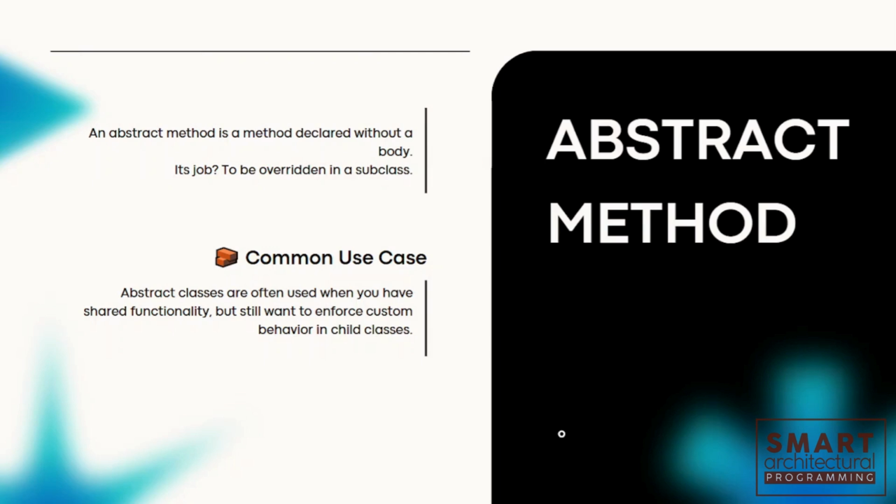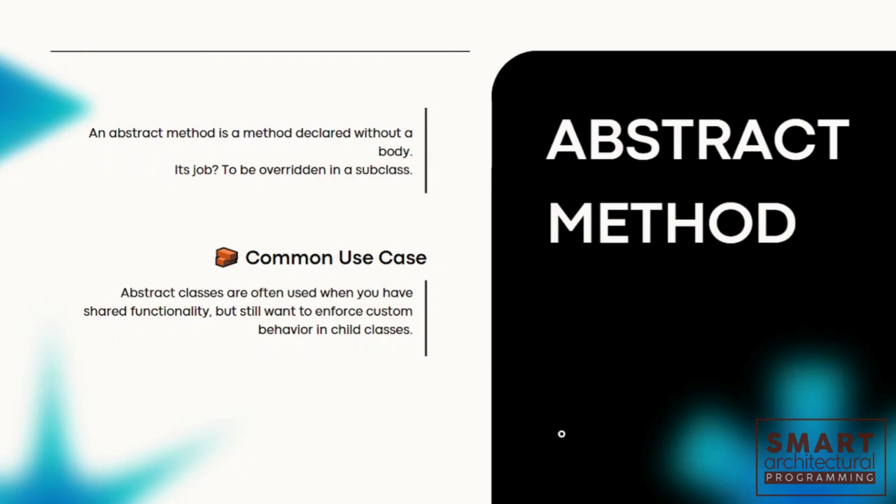Abstract classes are often used when you have shared functionality, but still want to enforce custom behavior in a child class, right? Does that make sense? Let's move on. When we go into more depth on the use cases and actually use abstract methods, maybe it will give you a little more clarity.